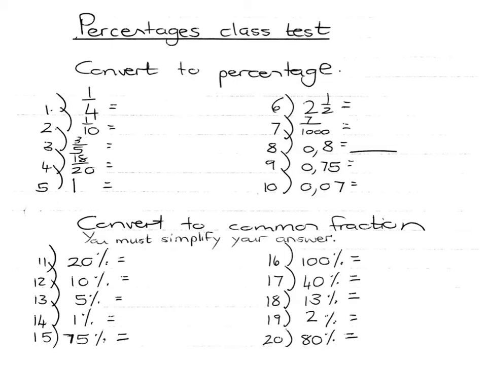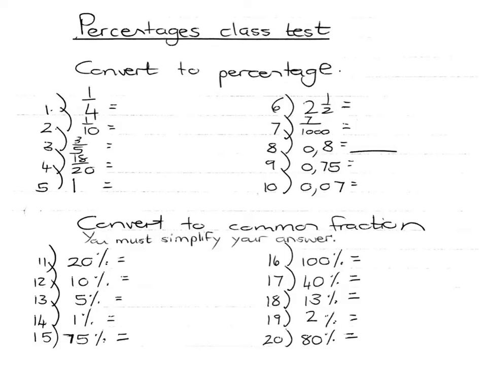Right, let's look at how to convert a common fraction to a percentage. There was a list of certain fractions that you must know out of your head. One of them is a half. A half is always 50% and a quarter is always 25%.